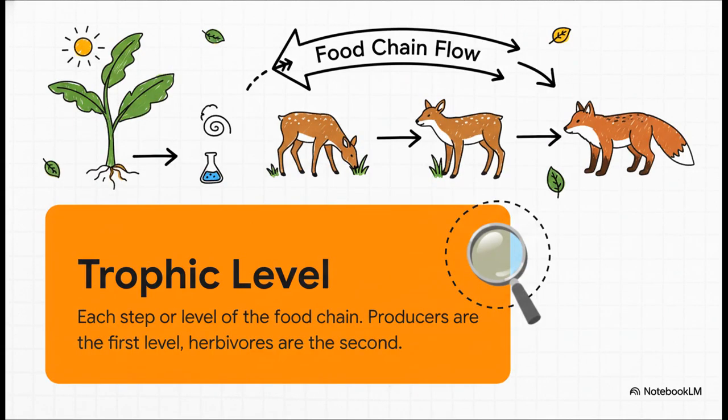And each step in this food chain has a special name. It's called a trophic level. This is a key term you must remember. The producers, the plants, are always at the bottom. They are the first trophic level. The herbivores that eat them are the second. The carnivores that eat the herbivores are the third, and so it continues.